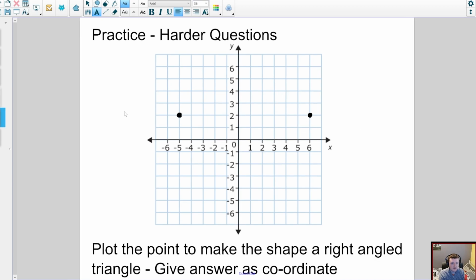Okay, so here is another example. Plot the point to make the shape a right-angled triangle. So this is about knowledge of shapes as well. Give your answer as a coordinate. I'll give you some seconds to pause the video, have a go. There are many answers to this question, so don't worry if your answer is a little bit different to mine. I'll see you in a second.